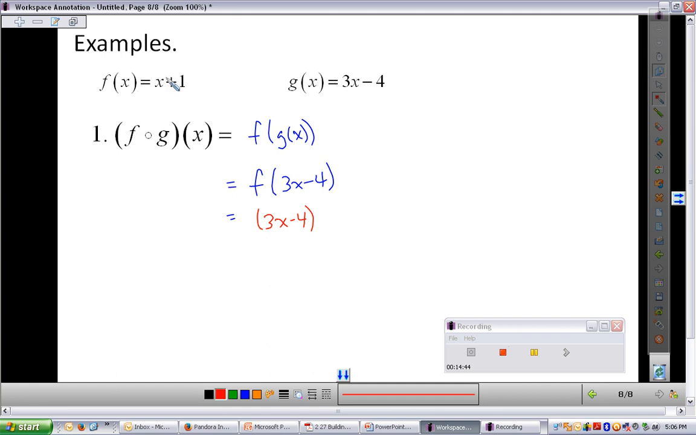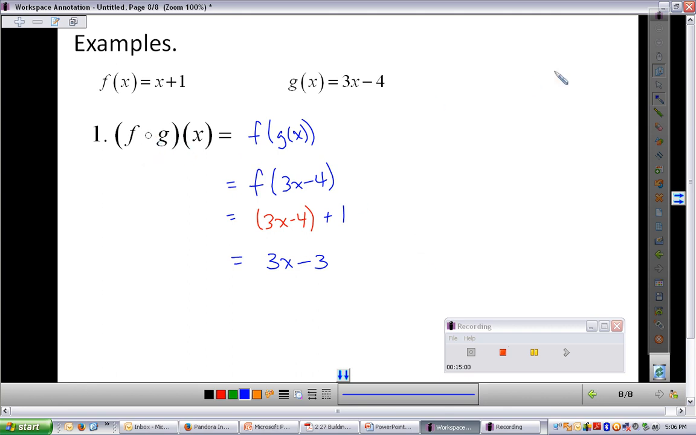3x minus 4, again, I plug that in for this x right here, and then I'm left with plus 1 on the outside. And then I get into something that's similar to our previous examples, just combining some like terms. I'm left with 3x, negative 4 plus 1 is negative 3.